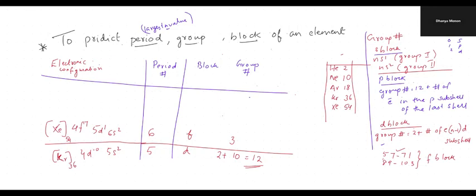If I have xenon 5p6, the period number is the largest n value, which is 5. For block number, the last electron is going to the p subshell. If it's a p block element, the group number is 12 plus the number of electrons in the p subshell, which is 18. If the group number is 18, definitely it will be a noble gas.